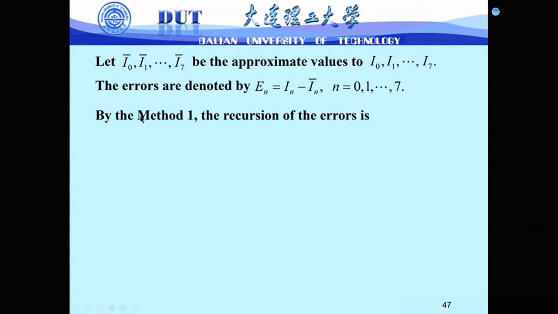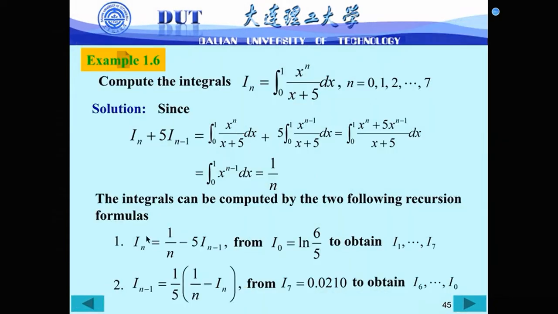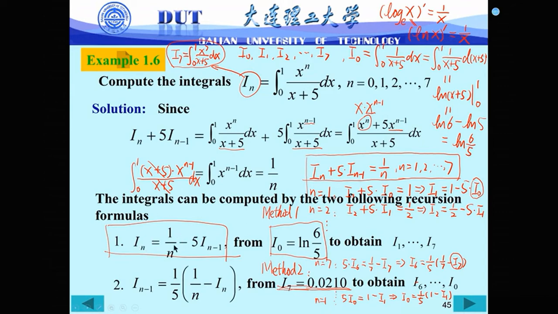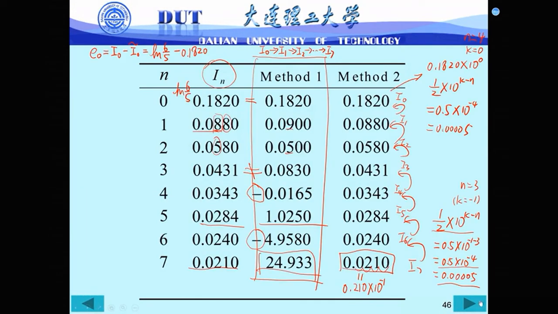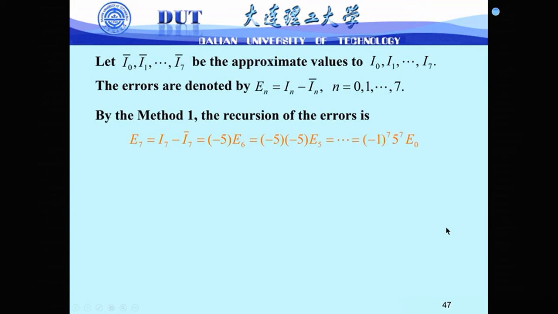Now, let's consider method 1. For method 1, the recursion of the errors is like this. Here I show you the details. We need to come back to method 1. By method 1, the formula is In equal to 1 over n minus 5 multiplied by In minus 1. Please remember this formula. I will write it here: for method 1, In equals 1 over n minus 5 times In minus 1.